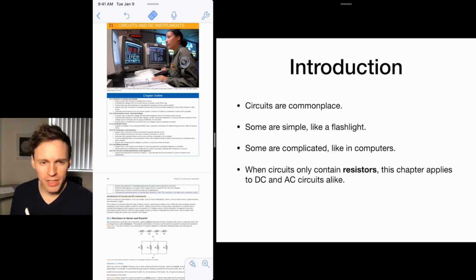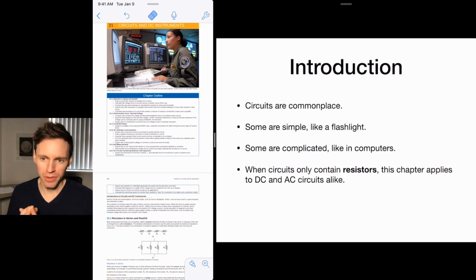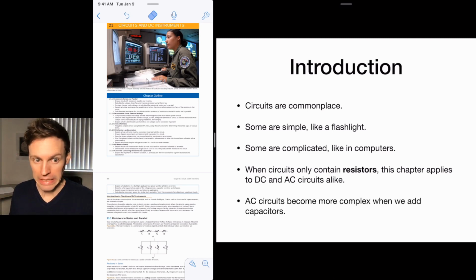When circuits only contain resistors, and remember a light bulb can be considered a resistor, what we're going to learn applies to DC circuits and AC circuits alike. So it doesn't matter if you're using constant 9 volts or 9 volts AC. What we're about to cover is equally valid for all circuits. We're just considering resistors. Once we start putting capacitors into it, now we have to start doing some math. Okay, so let's not worry about that right this second.